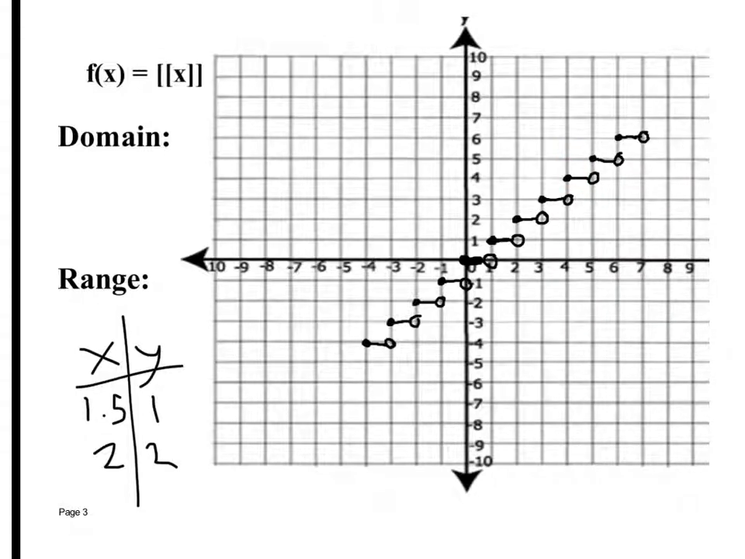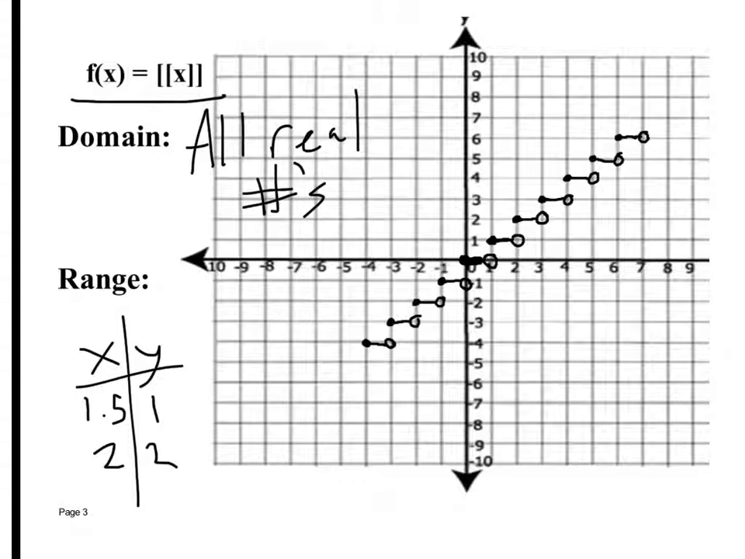The domain is all of the x coordinates. What would be the domain of this? What x coordinates are included? Negative 4, negative 3, negative 2. Well, this would continue on, I just didn't finish it. And it continues on here. Is there any x coordinate that's not included? No, so my domain is all real numbers. So in your notes, write f of x equals the greatest integer of x. Domain is all real numbers.